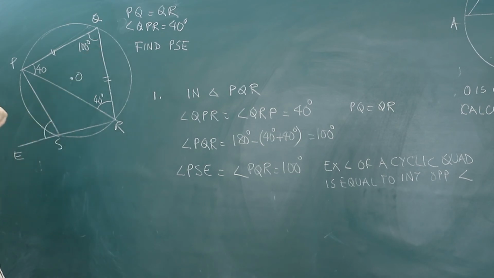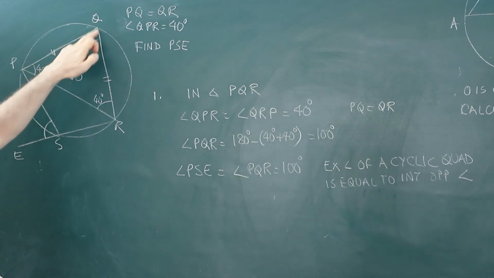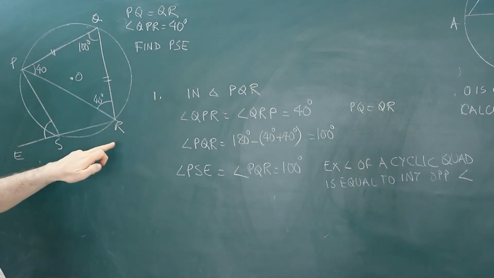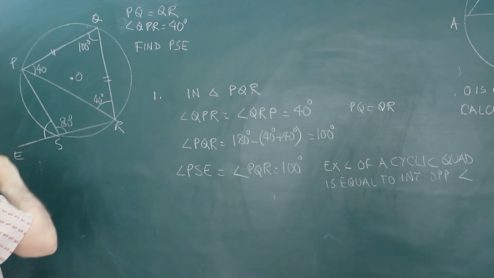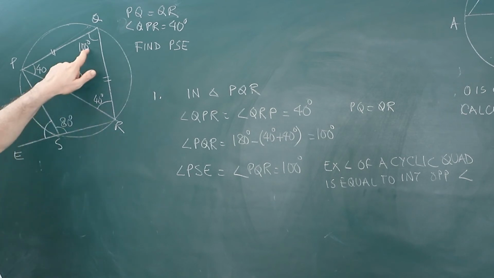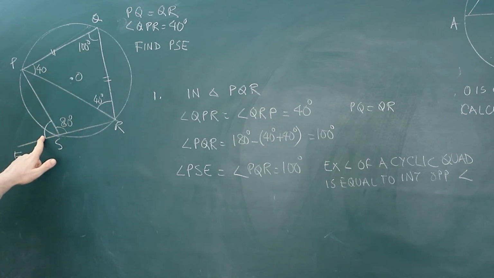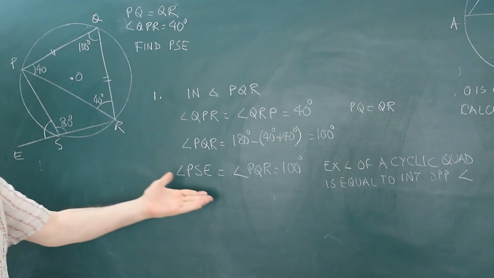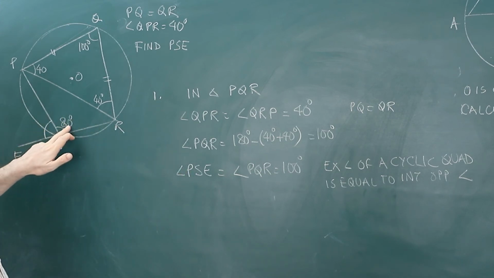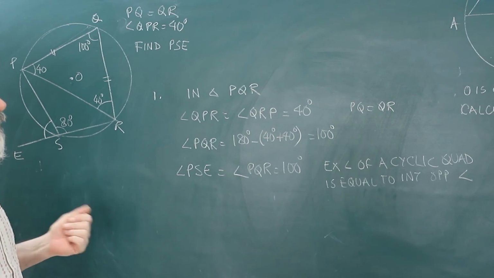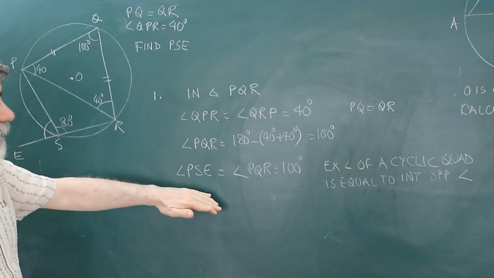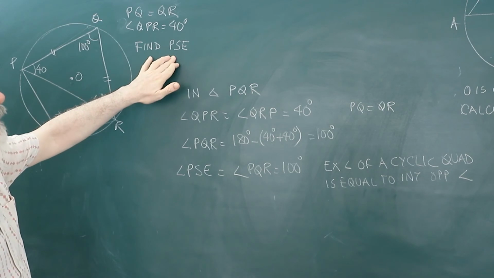You can understand this another way also: if it is 100, this other angle will be 80, because PQRS is a cyclic quadrilateral and the opposite angles of a cyclic quadrilateral are supplementary. So it will be 180 minus 80. This is one way of saying it. But instead of applying this, I applied directly that the exterior angle of a cyclic quadrilateral is equal to the opposite interior angle. So we got the value of PSE which we wanted to calculate.